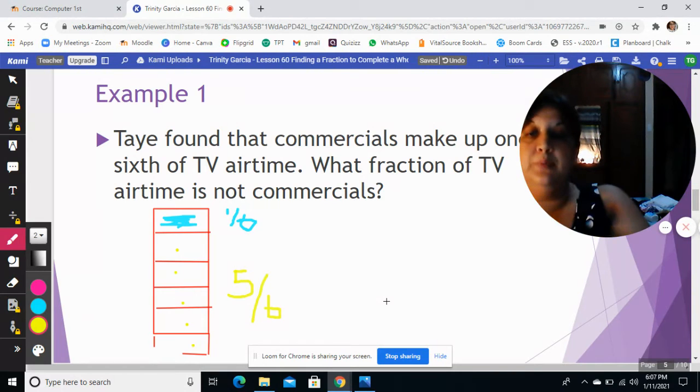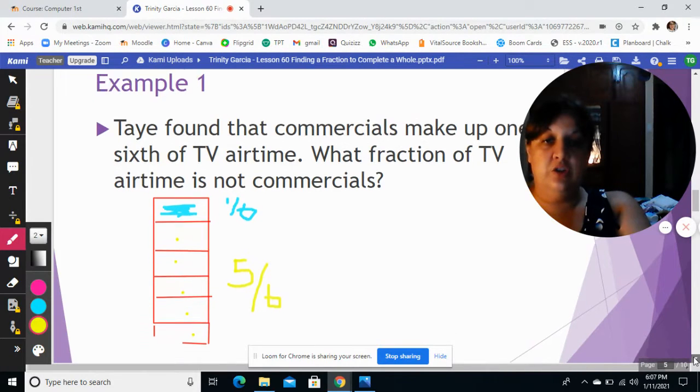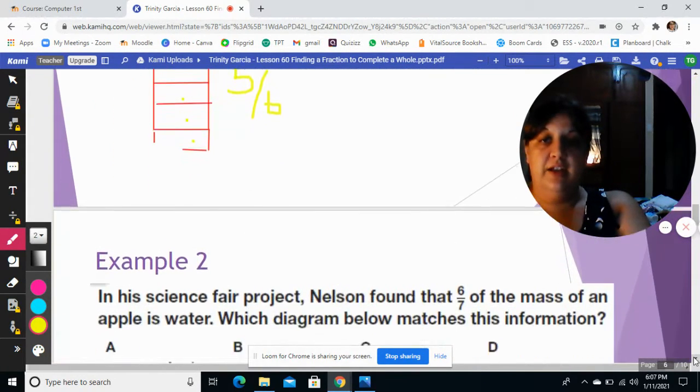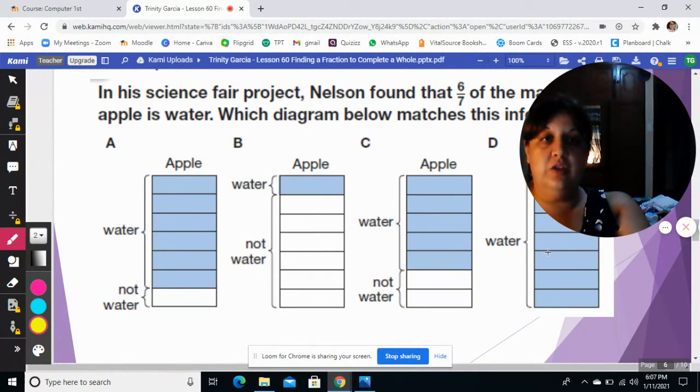That was example 1. So I should be able to look at your notes and I should see example 1 and I should see your rectangles, or if you want to use a pie shape, that's fine, whatever shape you want to use as long as it's divided up equally and you can show me how you figured that out. Okay, example 2. These are all drawn out for us.